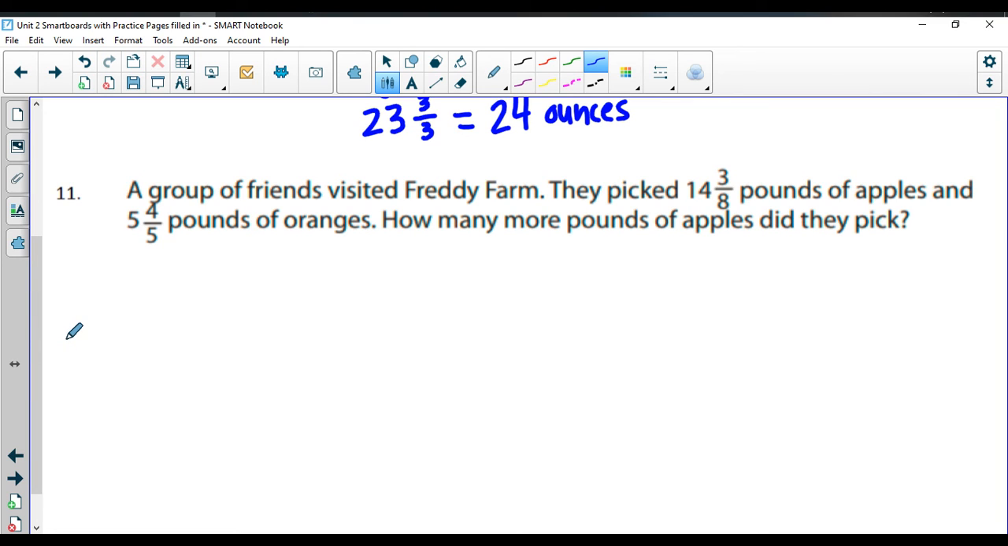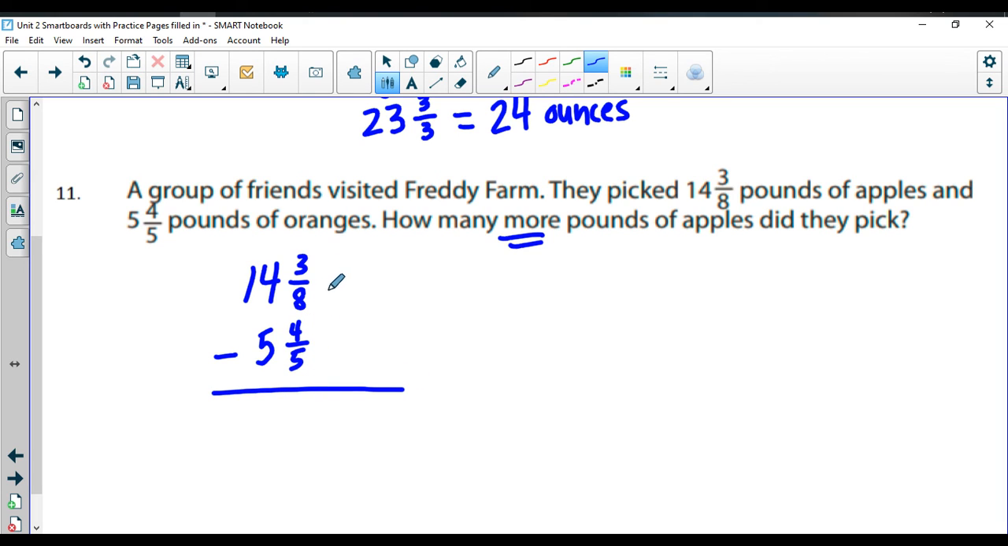Question 11, a group of friends visited Freddie Farm. They picked 14 3/8 pounds of apples and 5 4/5 pounds of oranges. How many more pounds of apples did they pick? So it says how many more, so we're looking for a difference here. So we're going to do 14 3/8 for the apples minus the 5 4/5 for the oranges.